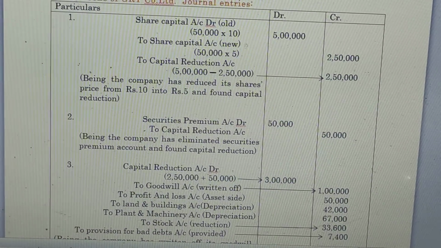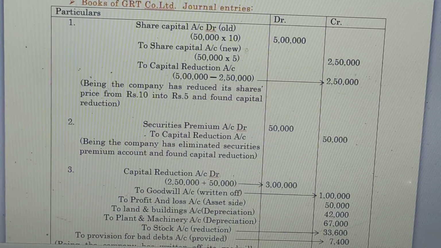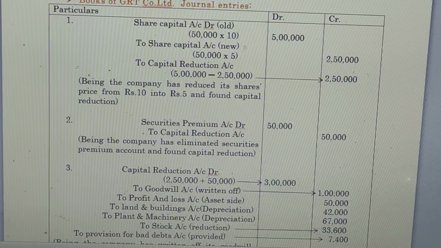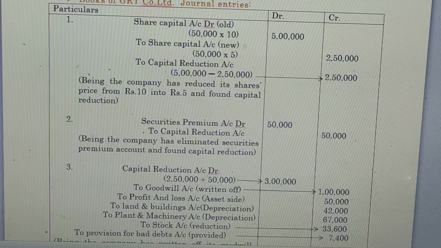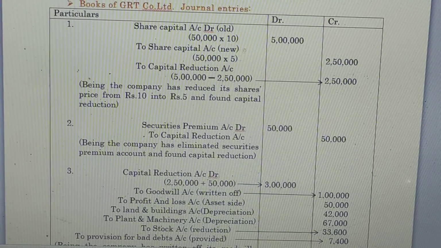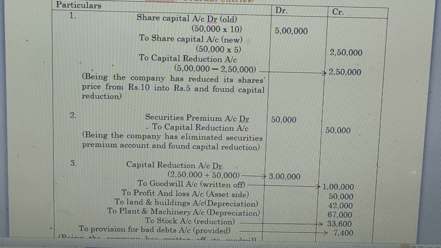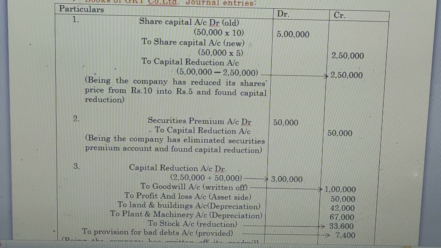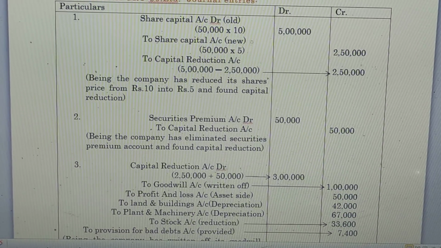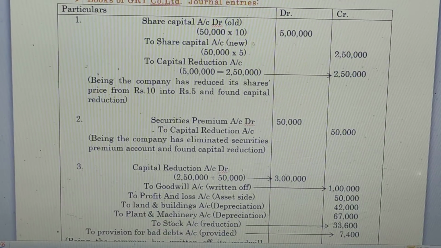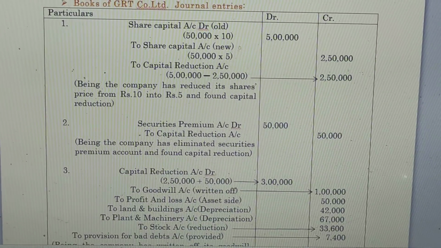And the second journal entry: securities premium account debit 50,000 to capital reduction account rupees 50,000, which we have to mention on the credit side. In the narration: being the company has eliminated its securities premium account and found capital reduction.